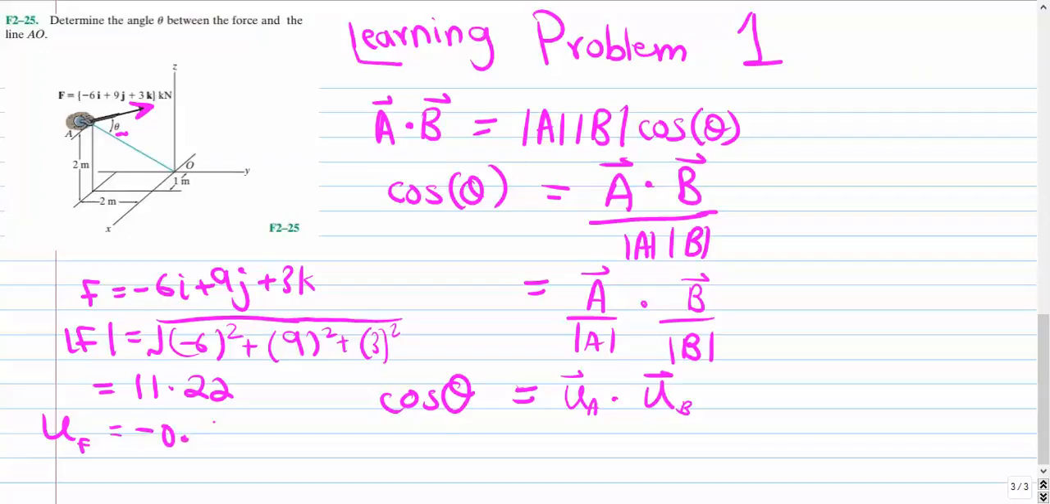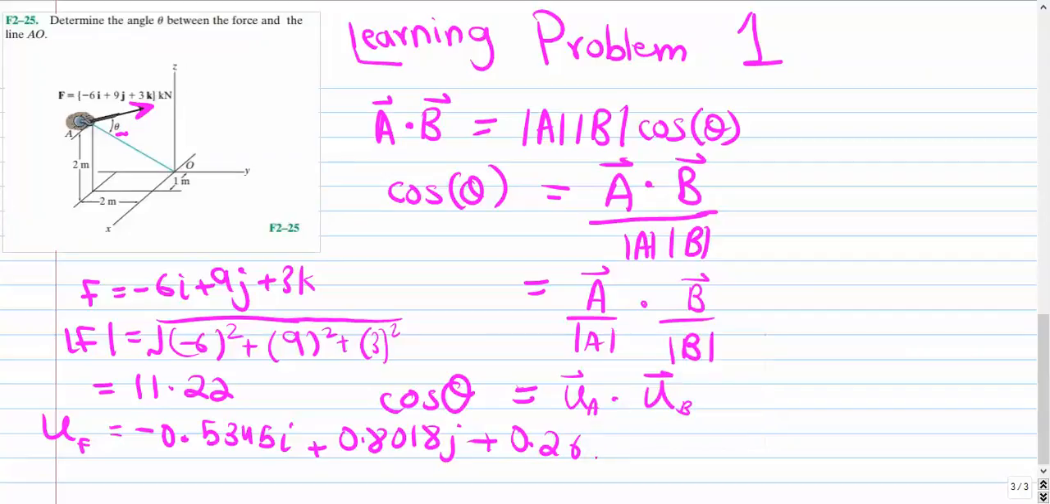And we end up with the following unit vector: negative 0.5345i plus 0.8018j plus 0.2678k. Alright, now that we have our first unit vector, we can proceed and find the next unit vector.